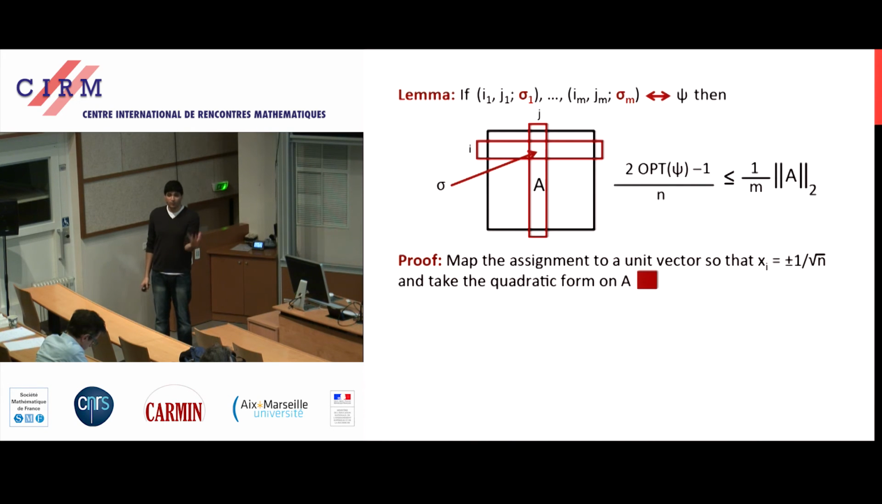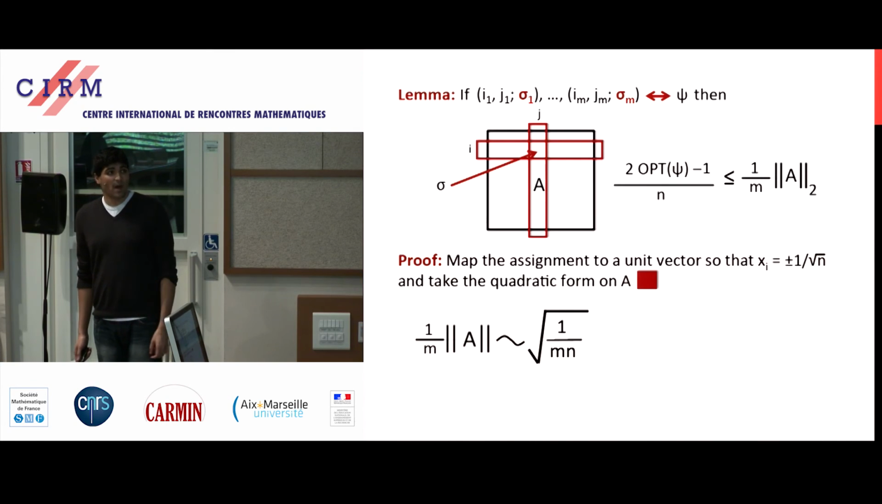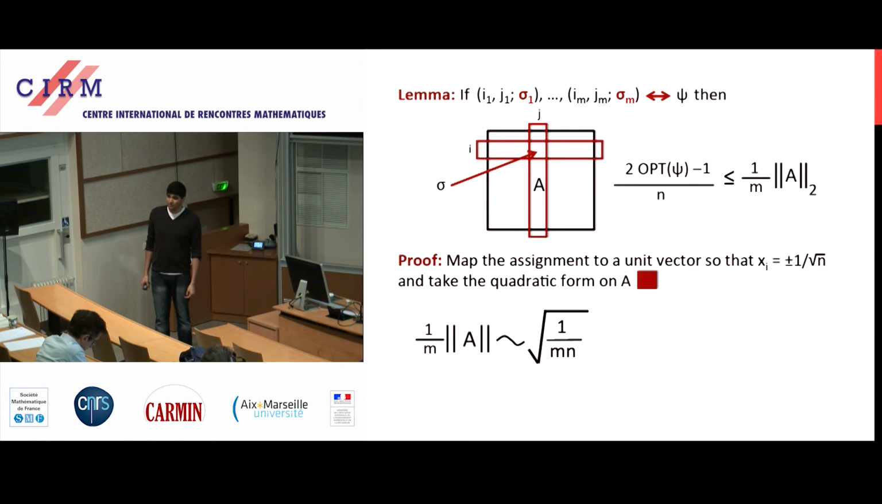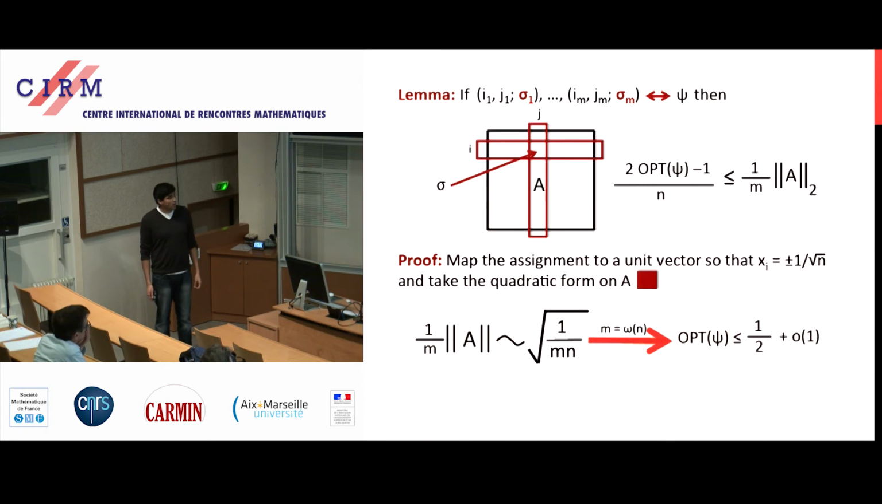So if I had a perfectly good satisfying assignment, that's a lower bound on the operator norm. Even if I had a pretty good assignment, it would still be a lower bound on the operator norm. But the important thing is that now you can just appeal to random matrix theory. So a random matrix with m observations has operator norm about square root of m over n. And what that means then is if you plug in that side, you get square root of 1 over mn on the right-hand side. That's little o of 1 once m is little omega of n.